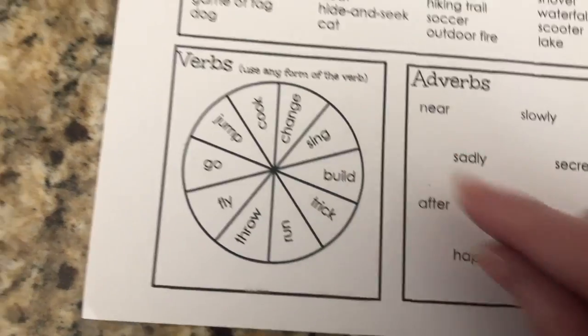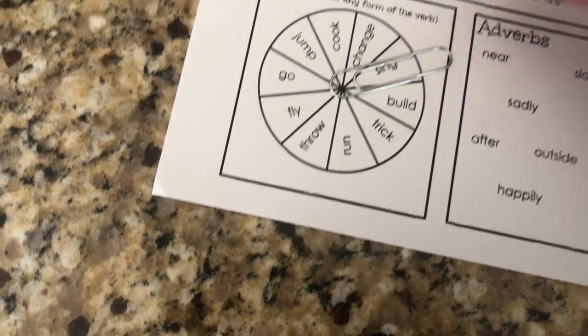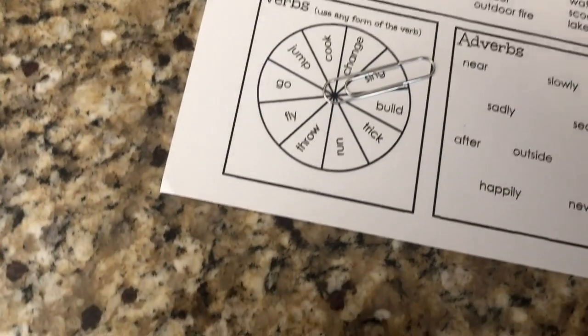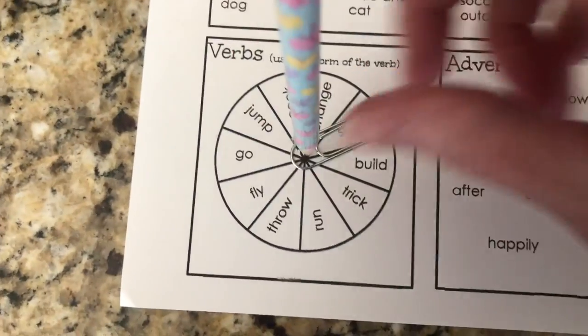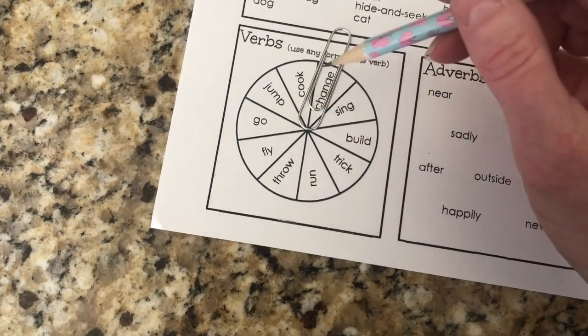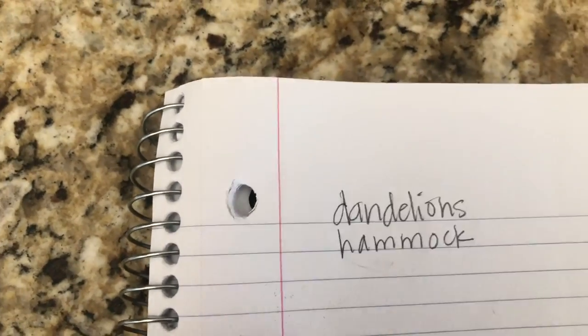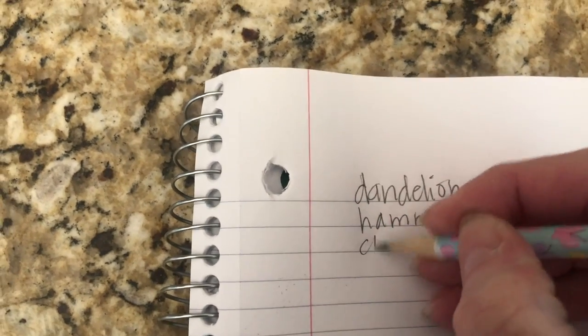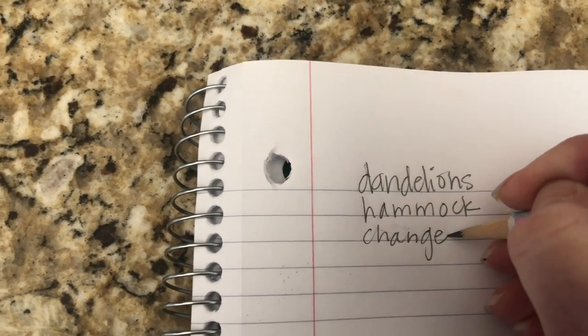For the verbs, you take a paper clip and a pencil. Do you guys remember this? You take a paper clip and a pencil and you flip it with your finger and it chooses the verb for you. Mine says change. So I'm going to write the word change on my paper here. So I know that's my verb that I chose.